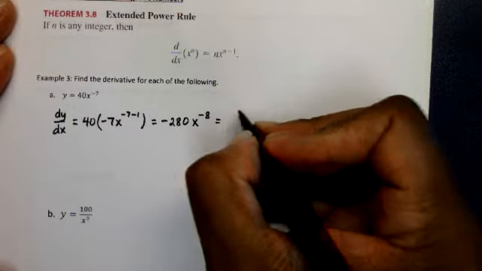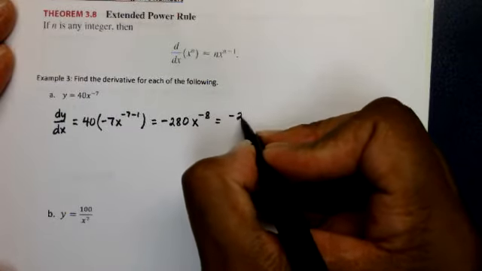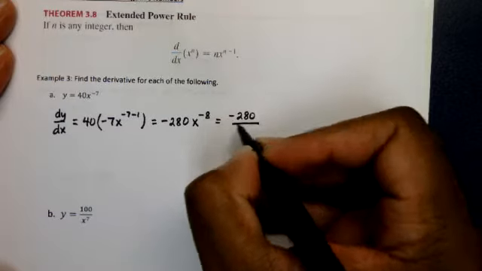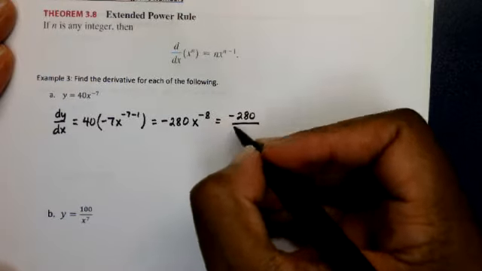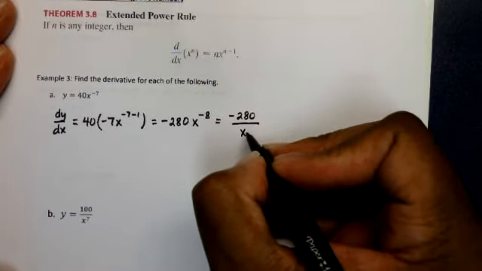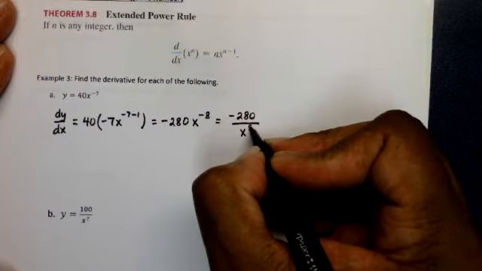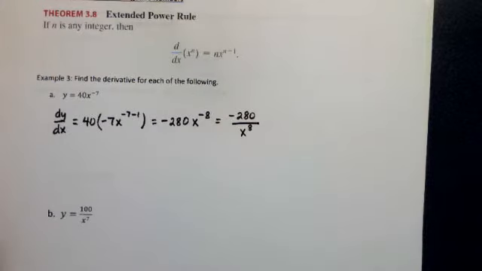But let's write that using positive exponents. The negative 280 stays in the numerator, but that x to the negative 8, if I pull it towards the denominator, that 8 becomes positive. So it'll be negative 280 divided by x to the 8. Okay, so that's part A.